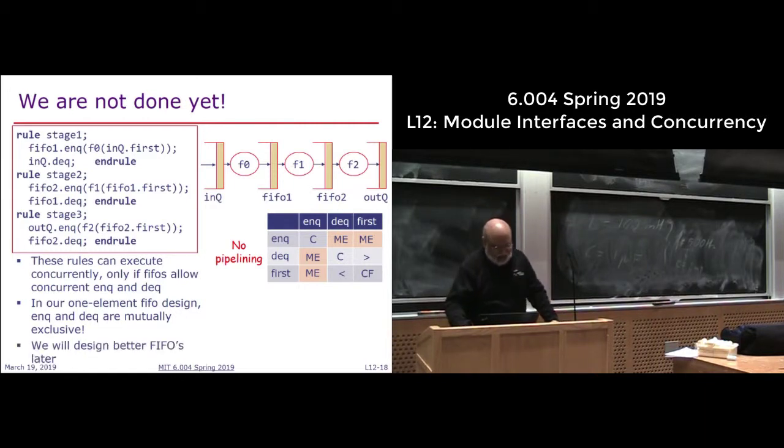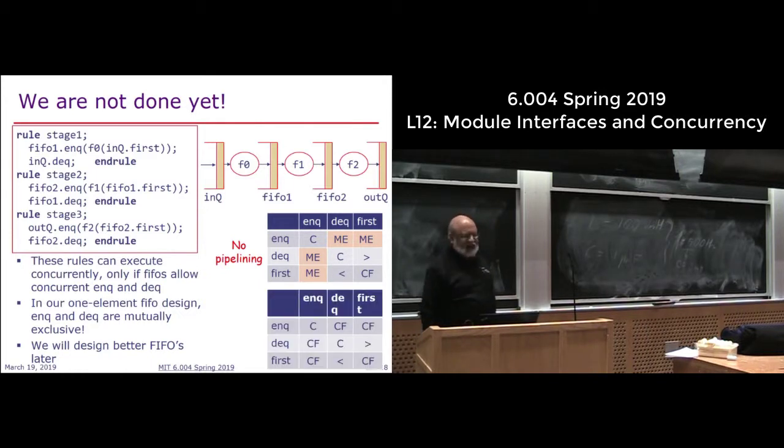So what you would really like is a better FIFO, and by better FIFO I mean one whose conflict matrix may look like this, which says, oh, NQ and DQ don't conflict, they're conflict free. Wouldn't that be fantastic if they were conflict free? Because then I could use such a FIFO to build my pipeline systems. So stay tuned, that's what we're going to do later on in the course.